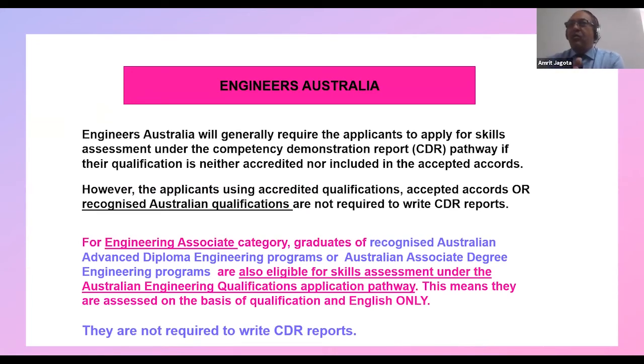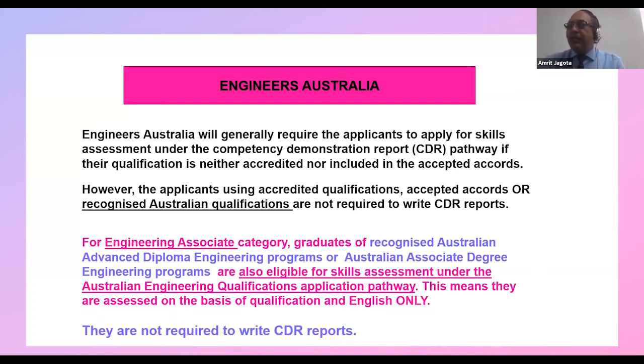With Engineers Australia, normally they have two separate categories for how they do the skills assessment. One is called the competency demonstration report pathway. The other is the non-competency demonstration report pathway. If someone has done an accredited qualification, or a qualification which is part of certain acceptable accords, they do not have to write any competency demonstration report. Which means it's a very simple pathway moving forward.